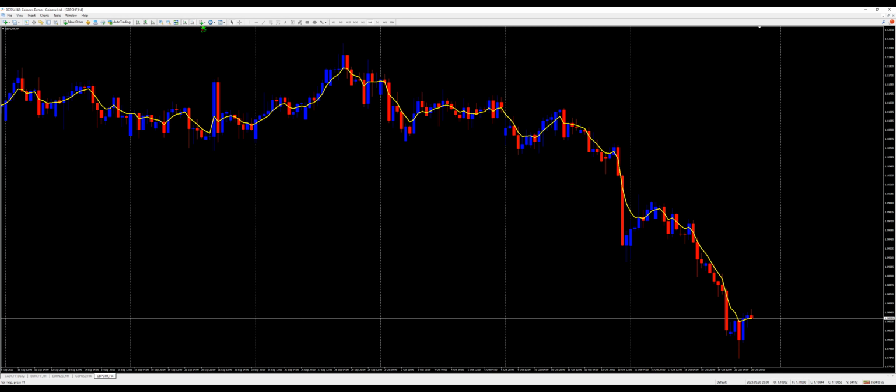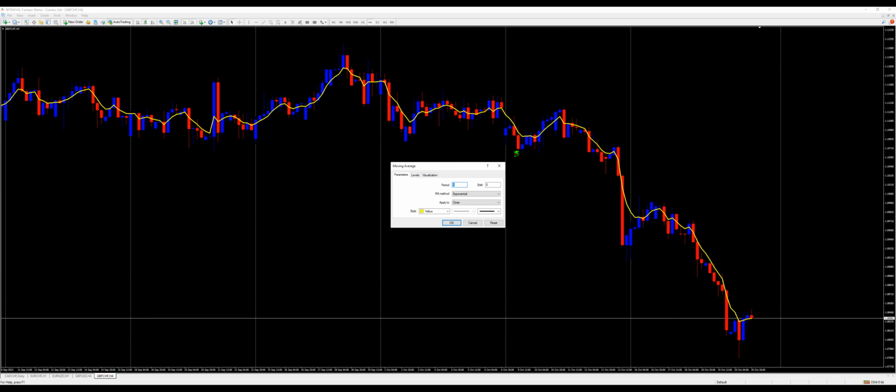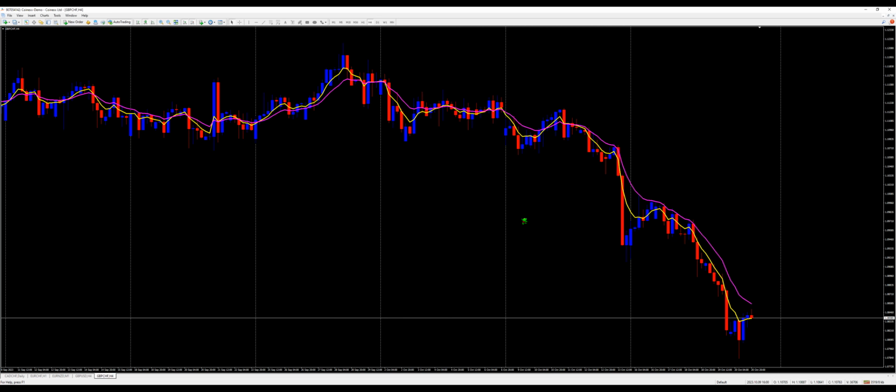Okay. And the next one I want to add is the 12. Since I already have a red color here, I'm going to use a magenta, or you can use cyan or any other color you want. Okay. And there it is. So what do the 5 and 12 show me? The 5 crossing the 12 with a slope on the 5, and hopefully a slope on the 12, indicates a downtrend. If it's flat like this or close together, there is no trend.